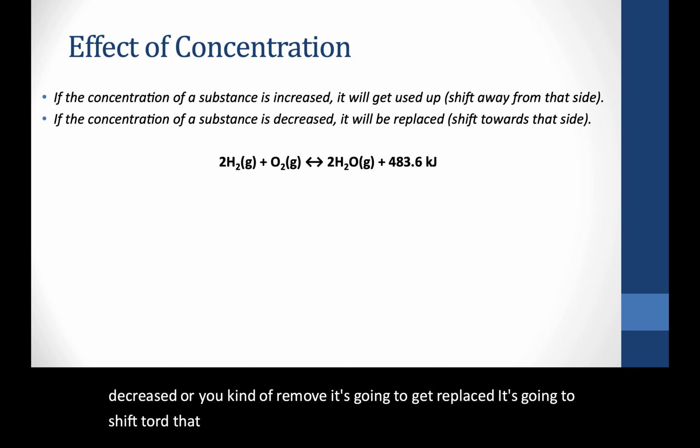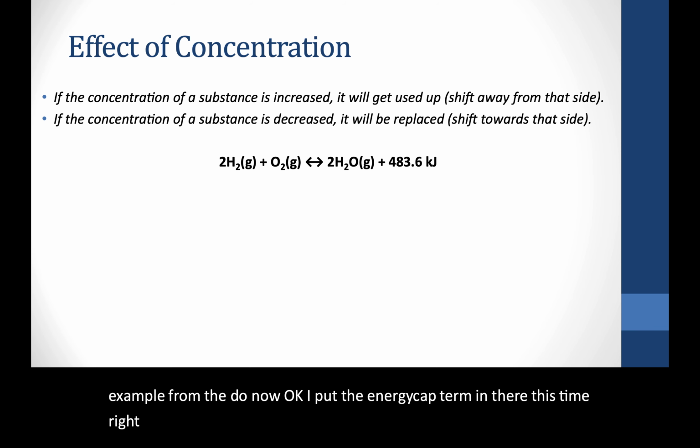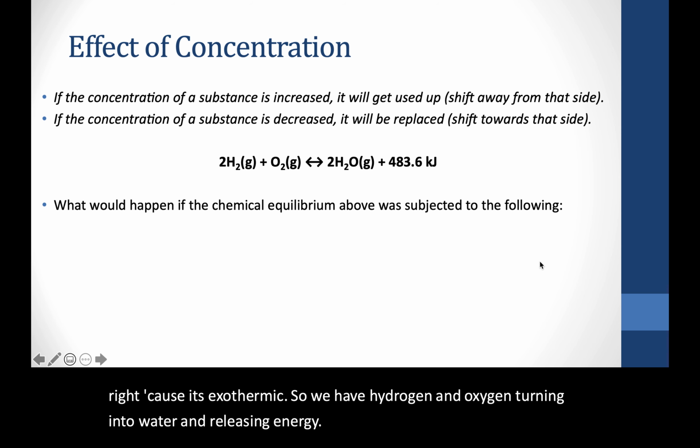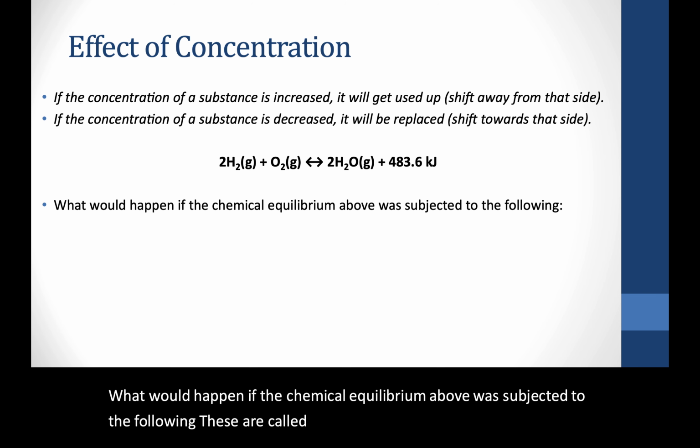It's easier to see with an example. So here's the example from the do now. I put the energy term in there this time because it's exothermic. So we have hydrogen and oxygen turning into water and releasing energy. What would happen if the chemical equilibrium above was subjected to the following? These are called stresses, or stressors.